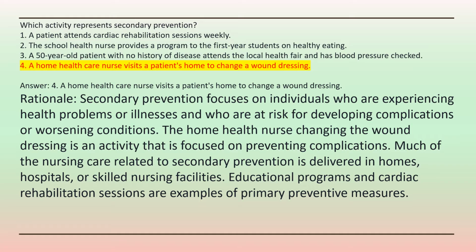Answer 4. A home healthcare nurse visits a patient's home to change a wound dressing. Rationale. Secondary prevention focuses on individuals who are experiencing health problems or illnesses and who are at risk for developing complications or worsening conditions. The home health nurse changing the wound dressing is an activity that is focused on preventing complications. Much of the nursing care related to secondary prevention is delivered in homes, hospitals, or skilled nursing facilities. Educational programs and cardiac rehabilitation sessions are examples of primary preventive measures.